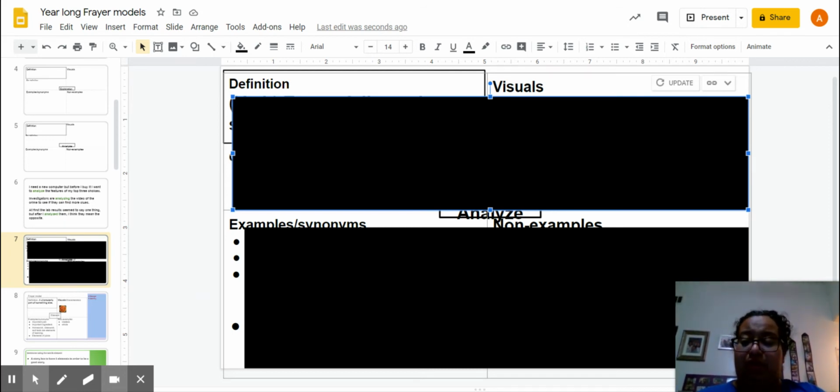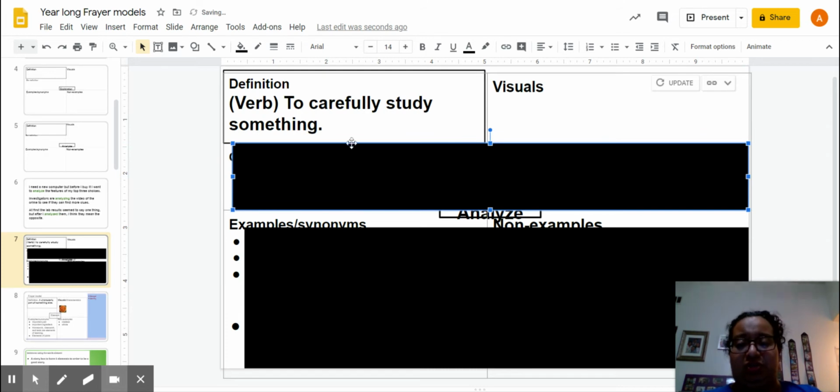Okay. And this has been really good in other years for my students. The words that we use in Frayer models, they kind of remember them for the whole year. And these are academic words. So I'll tell you the definition of it. Copy it in your notes. In the top box of the definition, write verb. So this is an action, something that we do. And the definition is to carefully study something. Write that down or pause the video.